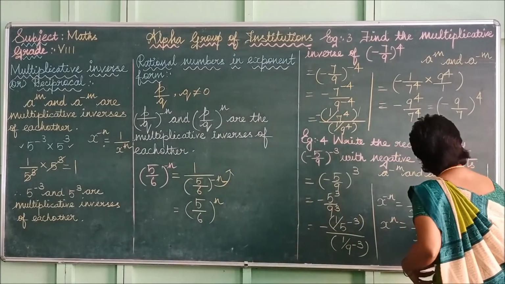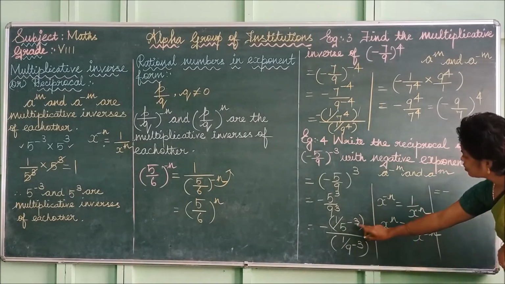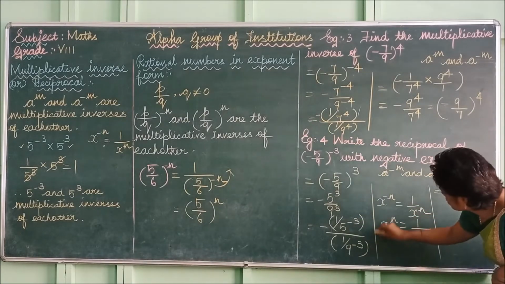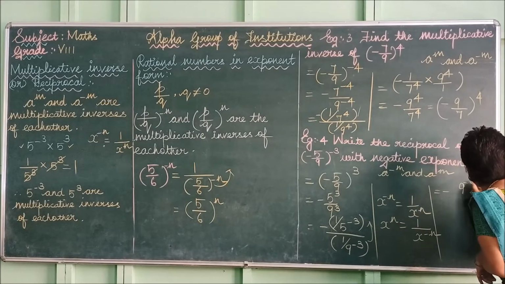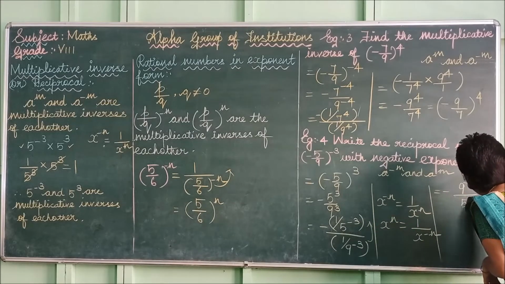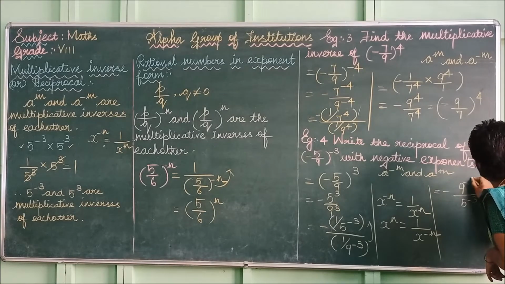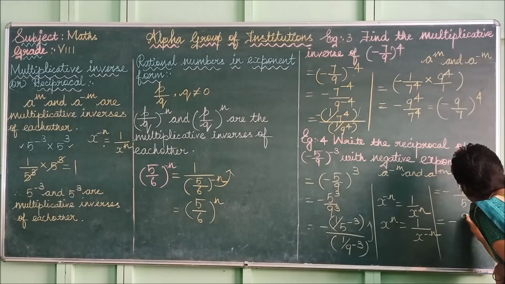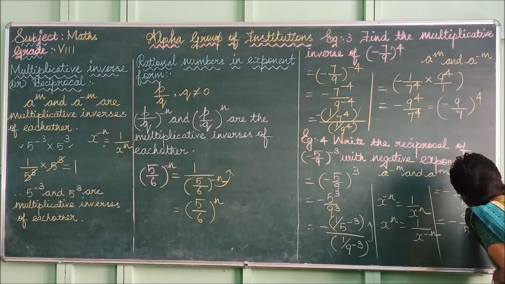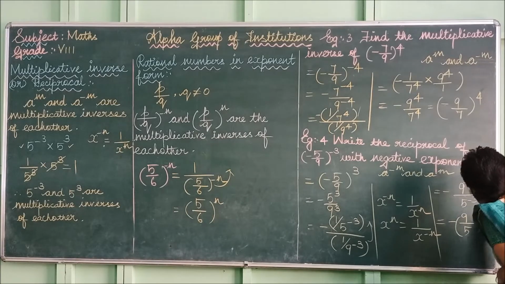So next step, the minus 1. So this comes into the numerator. So 9^(-3) divided by 5^(-3). Both having the same power, so you can interchange and write (9/5)^(-3).